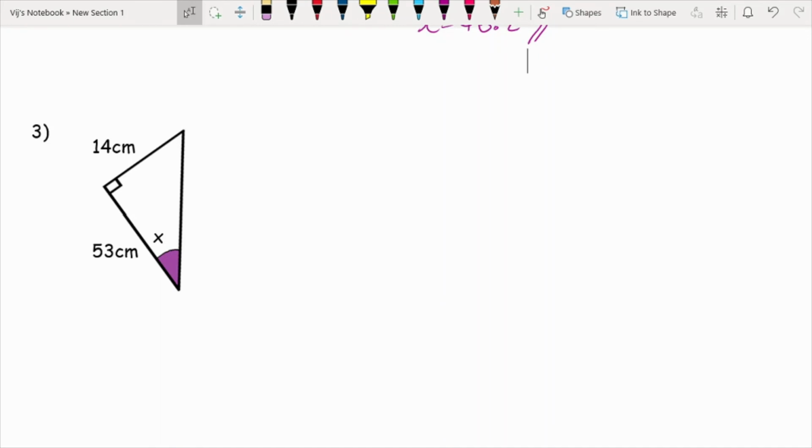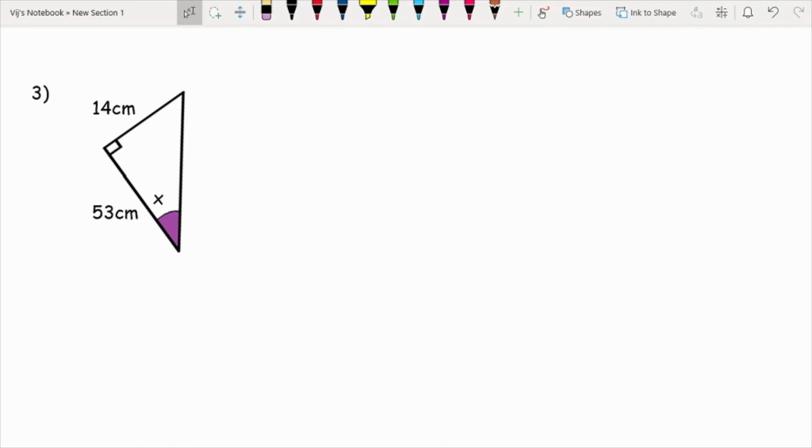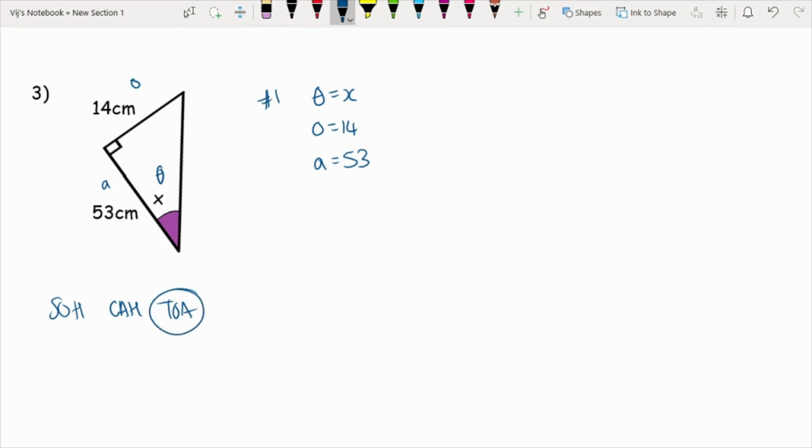Now moving on to our last example. So here, as you can see, the triangle's slightly disorientated in terms of how it's represented, but it doesn't make a difference because I've just got to go through the steps of labeling this triangle. So here I've got theta, this is going to be my opposite, and this is going to be my adjacent. So if I just write down the information that I know, so theta is x, opposite is 14, the adjacent is 53. So which trig ratio uses O and A? So SOHCAHTOA, and so it's tan is what I'm going to be using.